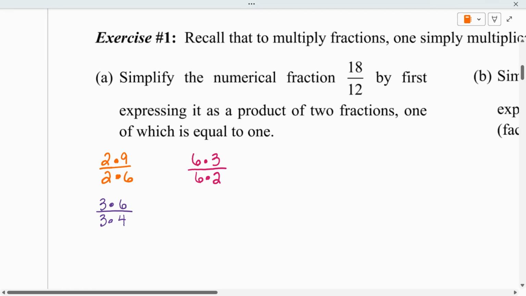The whole concept is that when you divide both the numerator and the denominator by 2, that's no different than multiplying by 1. When you divide the numerator and the denominator by 3, it's 1. When you divide by 6, it's 1.